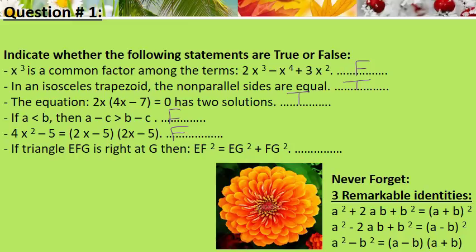The triangle EFG is right at G, then EF squared equals EG squared plus FG squared. This is true. What do we call this here, Badia? Pythagorean theorem. If you can see down, never forget the three remarkable identities in this worksheet, they are very important. a squared plus 2ab plus b squared equals (a plus b) squared. a squared minus 2ab plus b squared equals (a minus b) squared. a squared minus b squared is equal to (a minus b)(a plus b).